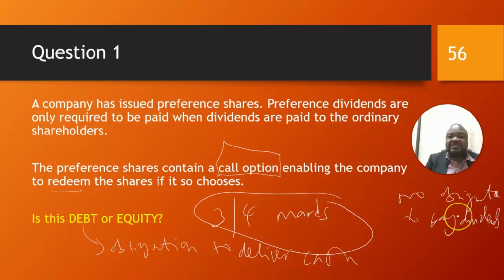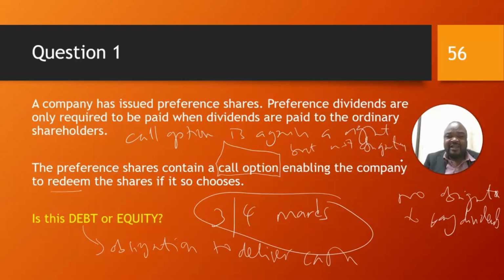All right. So what comes next? You need to talk about the call option. The call option is again a right but not an obligation to redeem the shares. So there is actually no obligation. So these preference shares should be treated as equity. In an equity situation, the ordinary shareholders are not mandated to receive a dividend. Managers are not forced to pay them a dividend. Do you understand? So such preference shares are considered equity instruments.